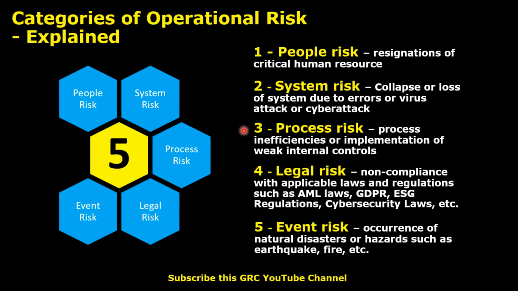So whenever there is inefficiency in any process, the process will lead to the disturbance of the operations of the institution. Therefore, process risk is categorized into the operational risk category. Number four is the legal risk.